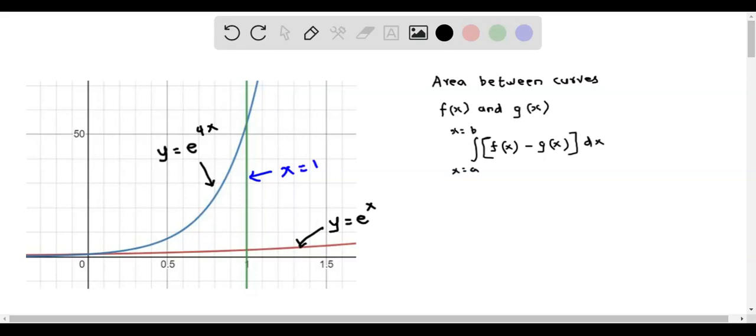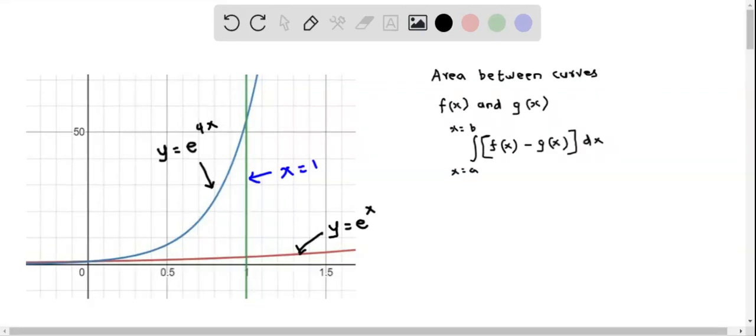We now find the area between the two curves y equals e^(4x) and y equals e^x in the interval 0 to 1. Here we use the formula: the area between the curves f(x) and g(x) is given by the definite integral from x equals a to x equals b of f(x) minus g(x) dx. Basically, f(x) is the top curve and g(x) is the bottom curve.